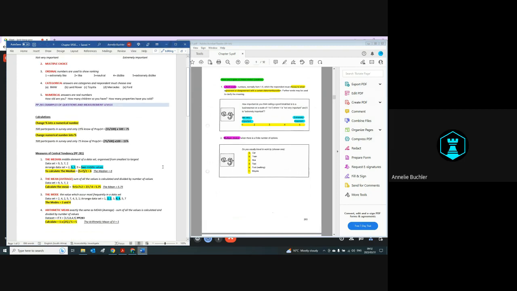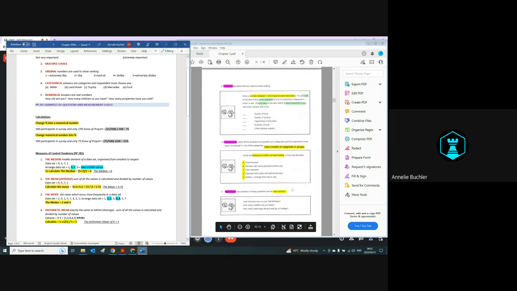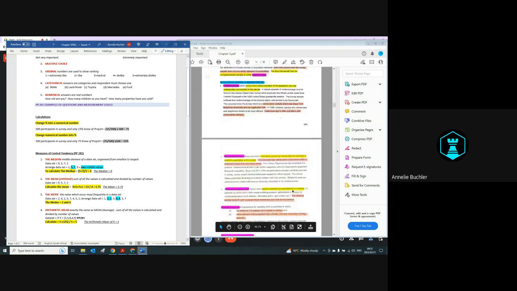Now this is also extremely important because they do ask this. The measures of central tendency, and it is on page 281. Let's go to page 281.